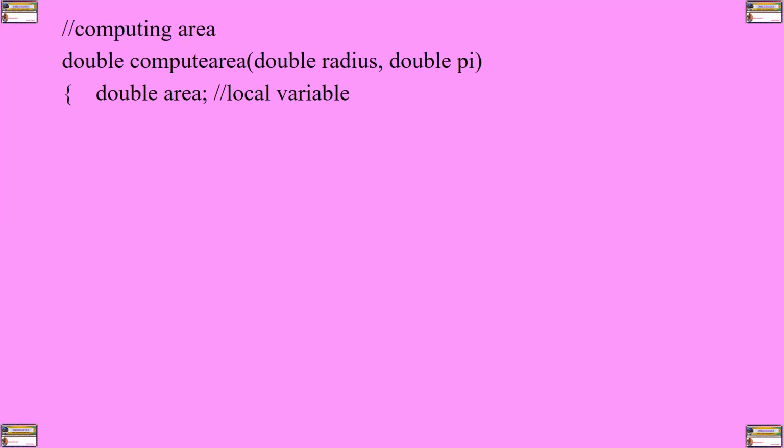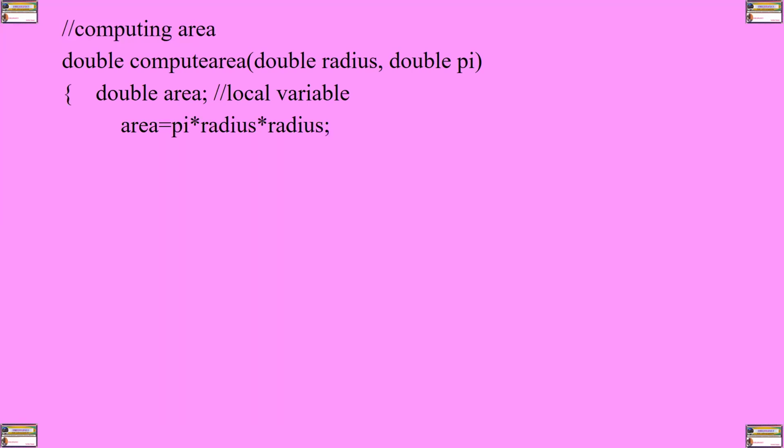This function has a local variable. So we are declaring one local variable called area, which is supposed to be of type double. And then the next statement is telling the processor to pick the value received through the parameter radius, multiply it by the value received through the parameter called radius, and then multiply the result with the value that is stored in the memory location called pi.